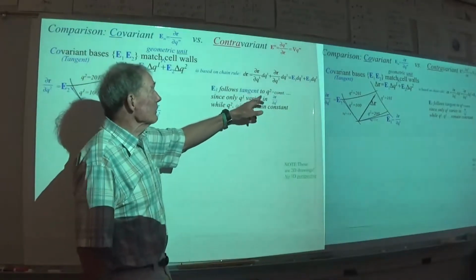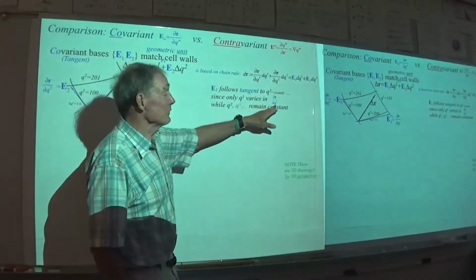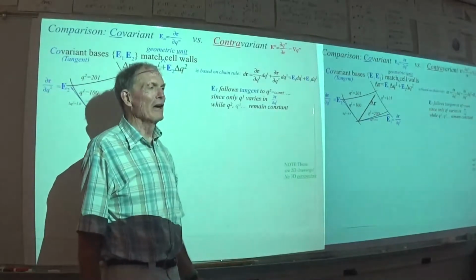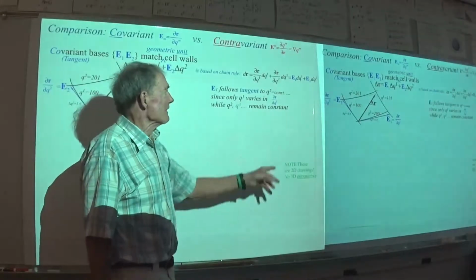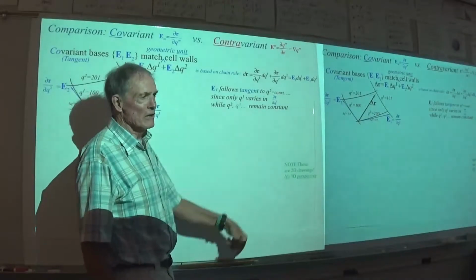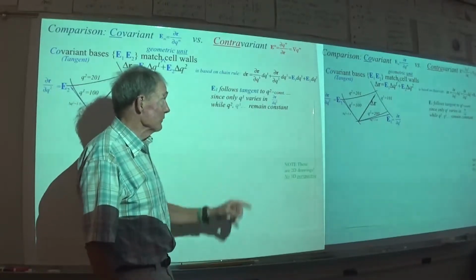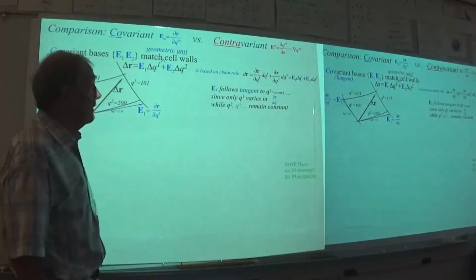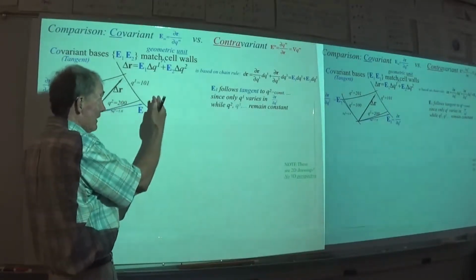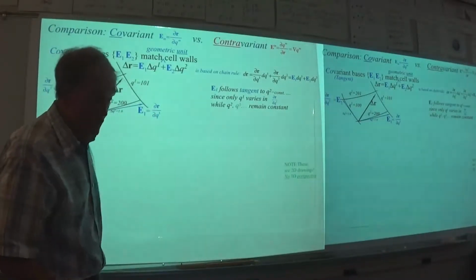E1 follows the tangent to Q2 equal a constant, since only Q1 varies in a partial derivative. That's the question you should have asked, is why did this happen, right? That's what a partial derivative is. All the other guys remain constant. Only one is allowed to vary, so I'll put you on the tangent. Then the fact that that becomes the distance to the next unit of variation, where delta R is 1, that's cool. That's really cool.